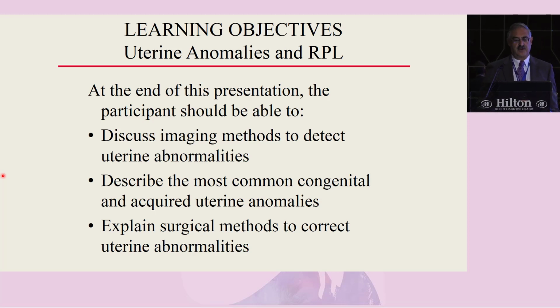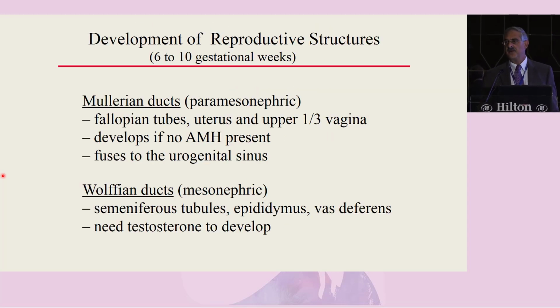Just for very brief review, the development of the reproductive tract occurs during usually 6 to 8 weeks. It's completed by 10 weeks. The fallopian tubes, the uterus, and the upper third of the vagina. And from my residency, this is what we knew: AMH. If you didn't produce AMH, the reproductive tract developed. Now we know we use AMH in reproductive medicine for ovarian reserve all the time.